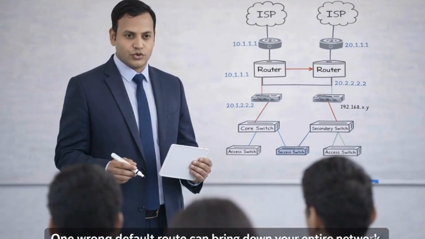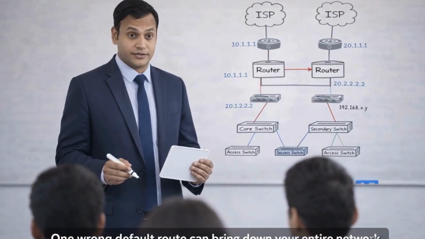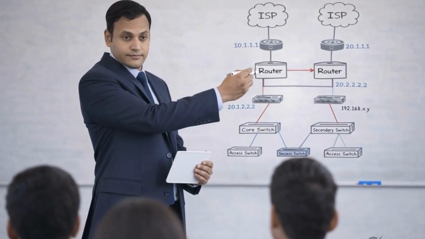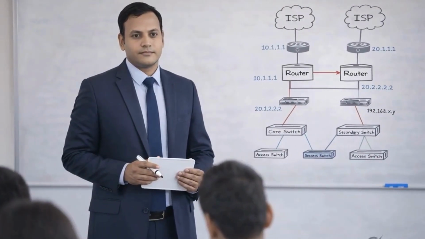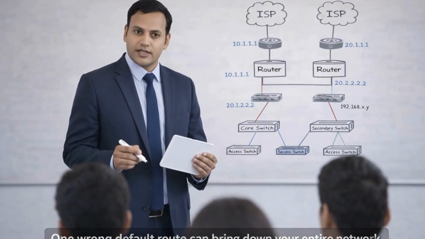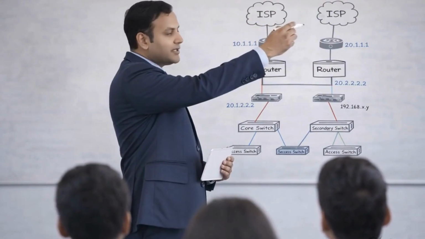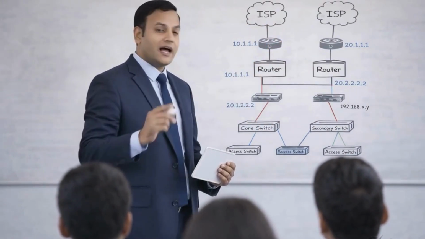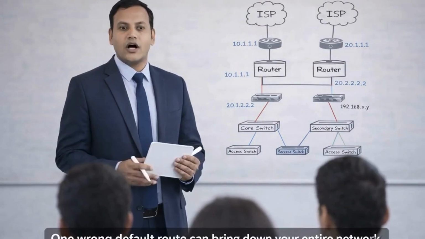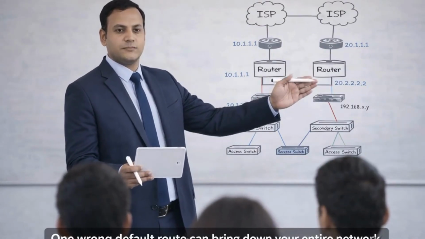One wrong default route can bring down your entire network. Let's understand a real-world network design. We have two routers connected to two ISPs. Both routers connect to switches and then to access switches. The primary router learns the default route from the ISP using BGP.